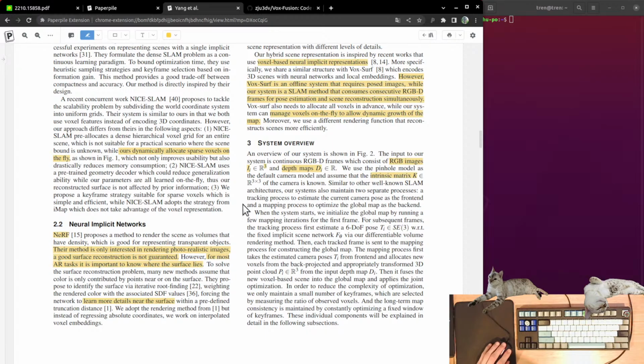"Similar to other well-known SLAM, maintain two separate processes." Yeah, so you have a tracking process which maybe runs on the actual edge compute of the cell phone or the robot, and then you have the map creation which is happening in a back end.